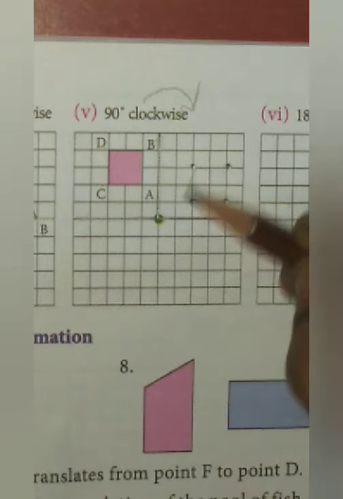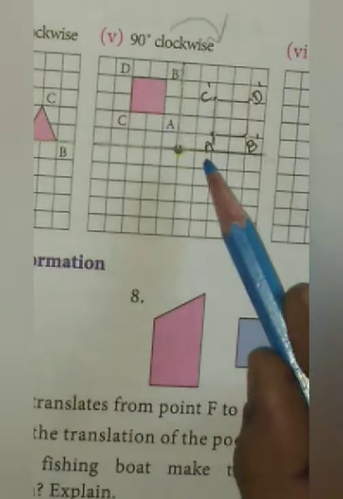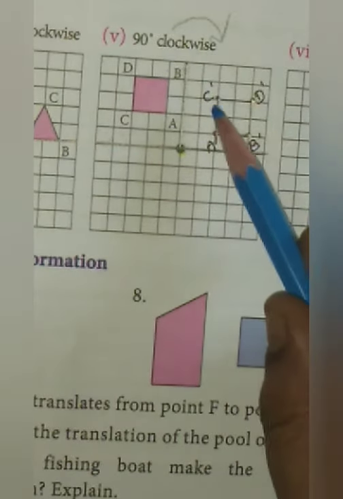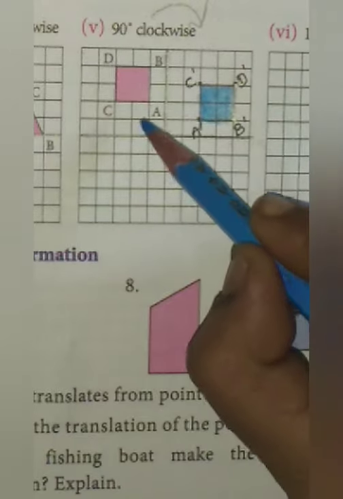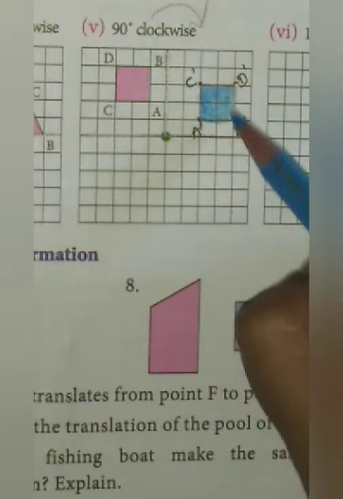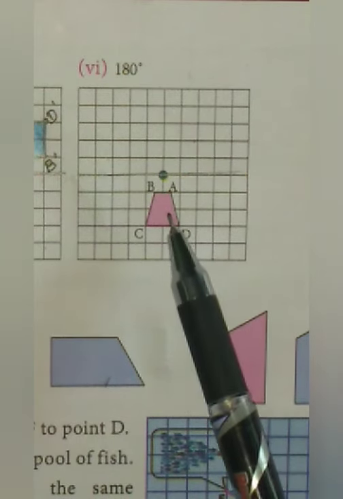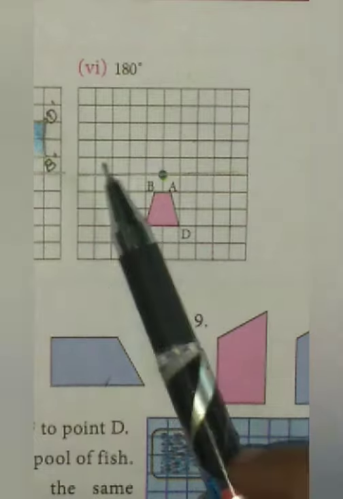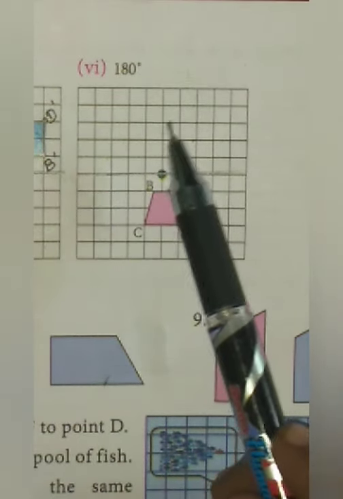Now join all these 4 points. Let us denote these vertices as A dash, B dash, D dash and C dash. So after rotating this pre-image 90 degrees clockwise, it will be seen here. Sixth subdivision. After rotating this figure 180 degrees, it will lie here.